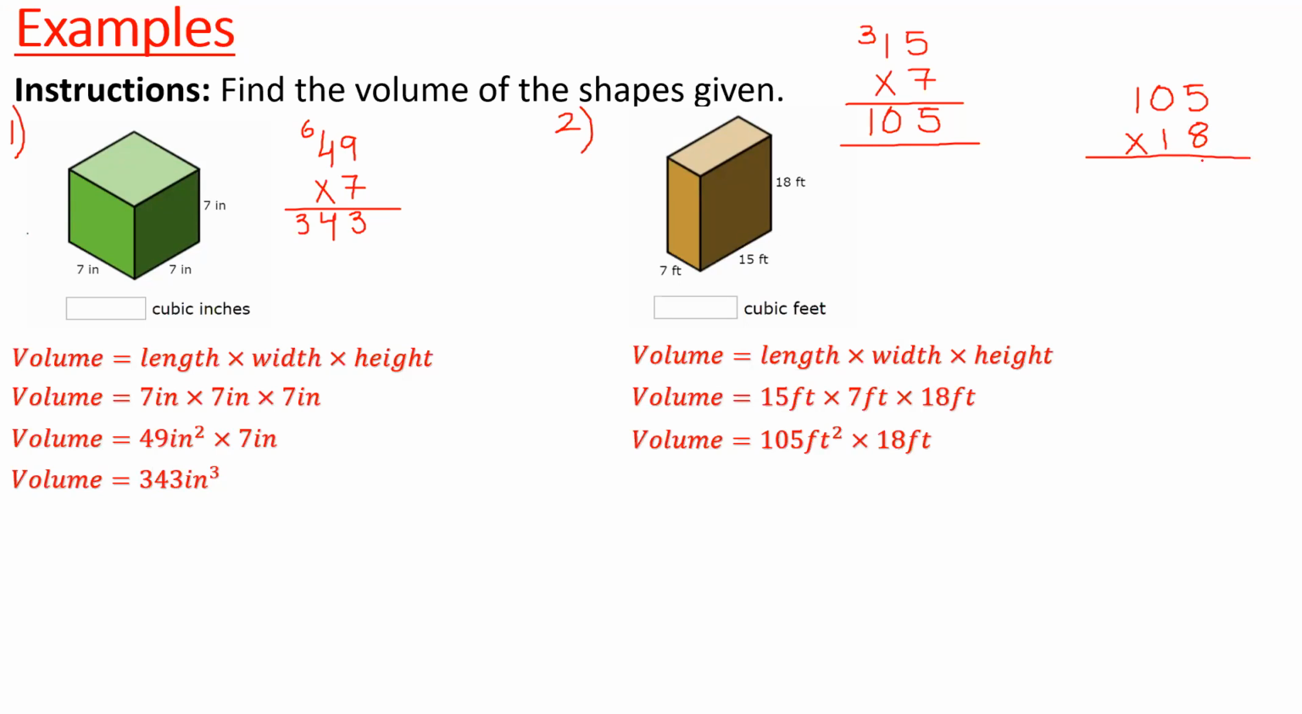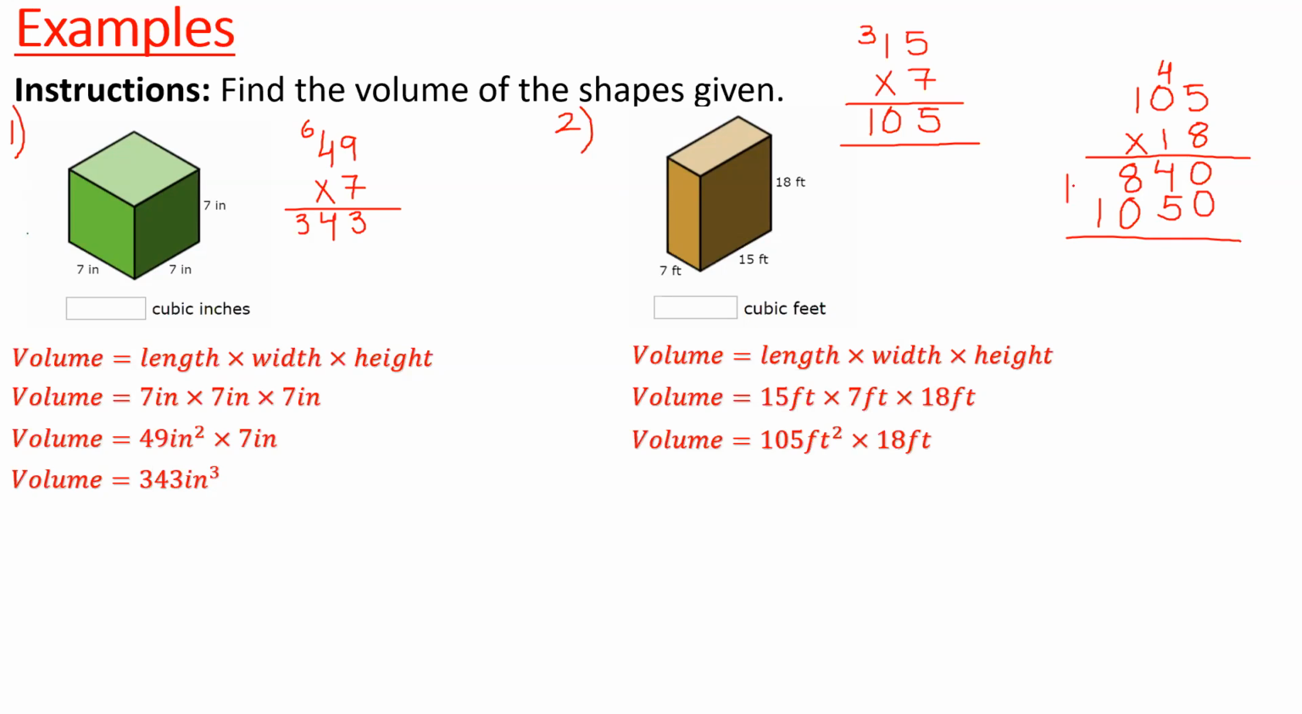8 times 5 is what? 40. Put the 0 down and put the 4 above. 8 times 0 is 0, plus 4 is 4. 8 times 1 is 8. Put the 0 down below. 1 times 5 is 5. 1 times 0 is 0, and 1 times 1 is 1.